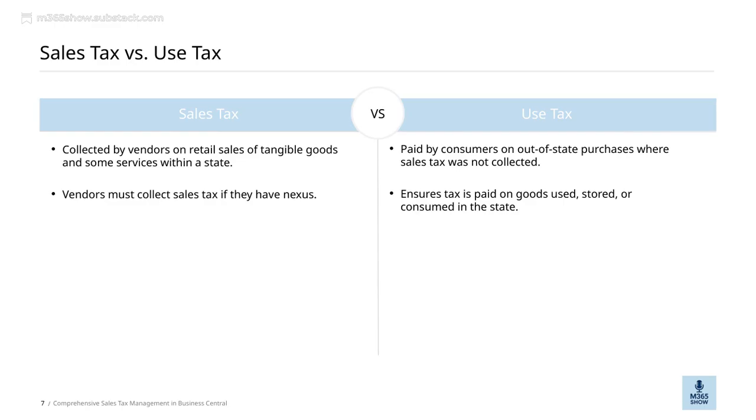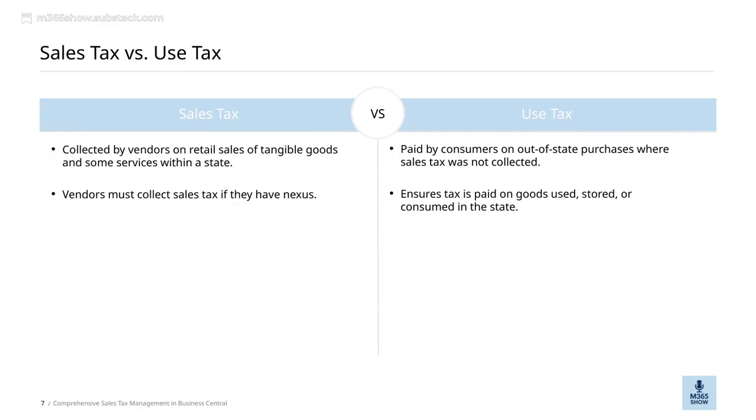First, use tax is paid by consumers on out-of-state purchases where sales tax wasn't collected at the time of sale. This is important because it ensures that tax is paid on goods that are used, stored, or consumed within our state, even if the seller didn't collect it initially.